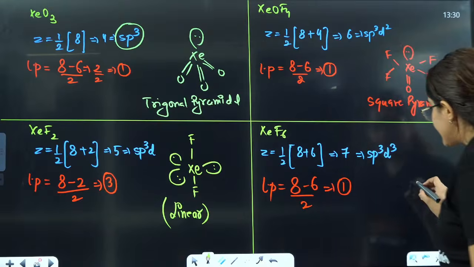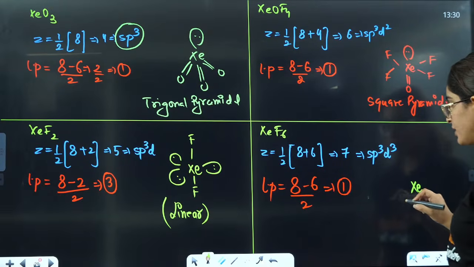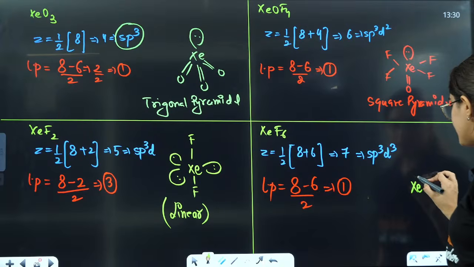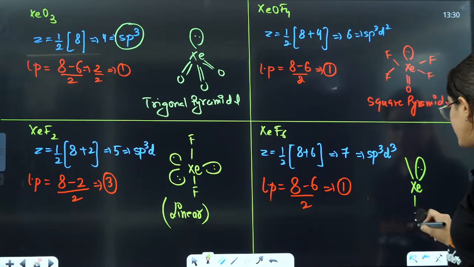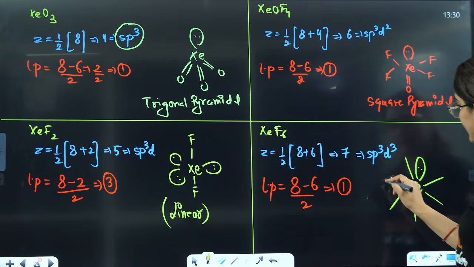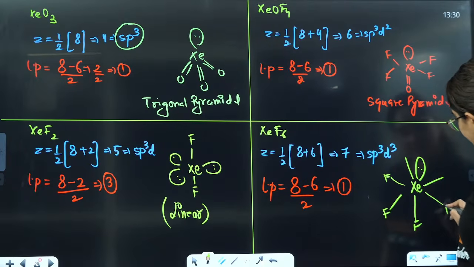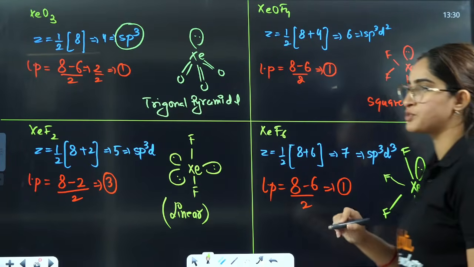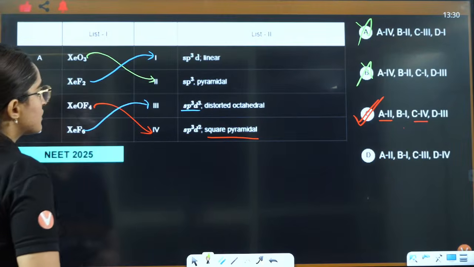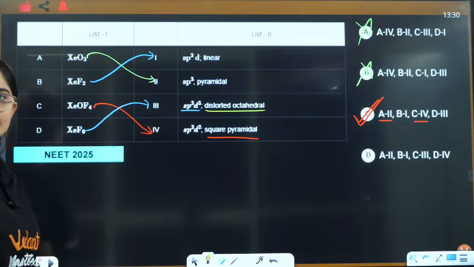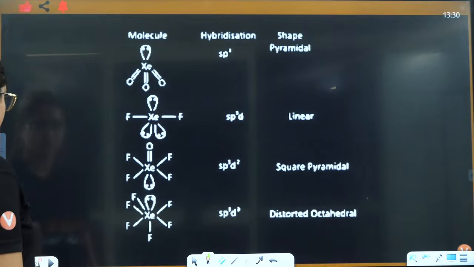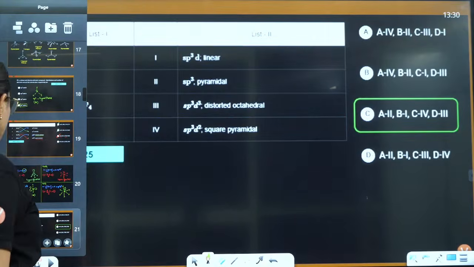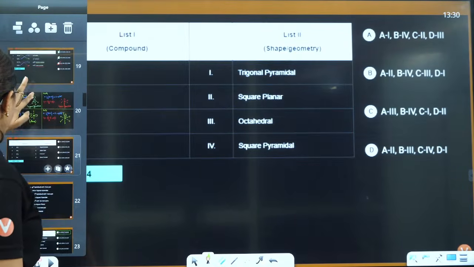Here, in XeF6, 8 valence electrons are there, 6 are involved, divided by 2, that means 1 lone pair. The lone pair is here, and it will be distorted octahedral, right? So sp3d3 is a distorted octahedral position. Tell me everyone if that is clear. So I have already done that. So the answer will be C, the correct answer here.